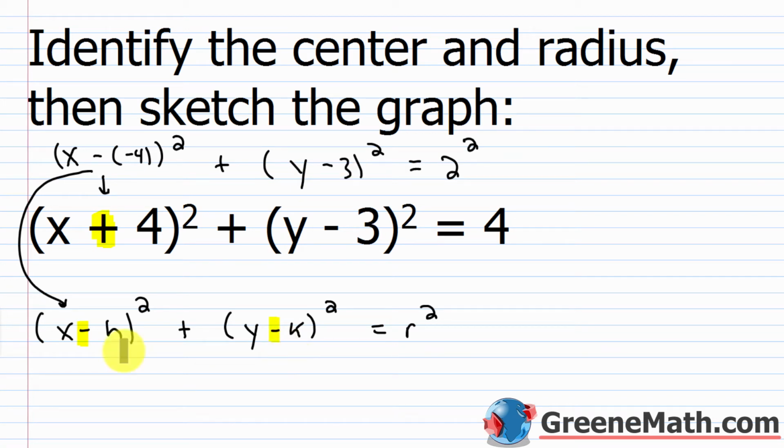If I want the center, again, I match things up. H here, H here. K here, K here. So the center occurs at the point -4, that's my x value, and then +3, that's my y value. Then the radius, again, when I take the principal square root of 4, I get 2. That's why I wrote it as 2 squared. So my radius is 2. Now I can quickly graph this guy with this information.